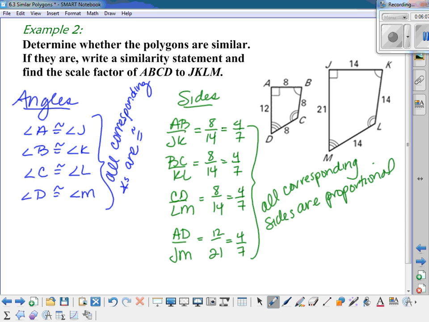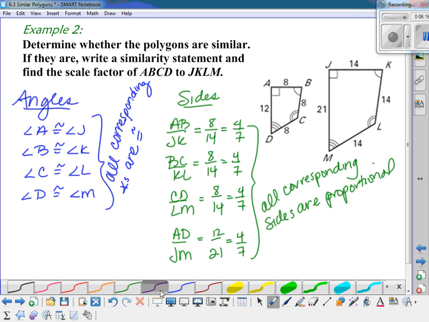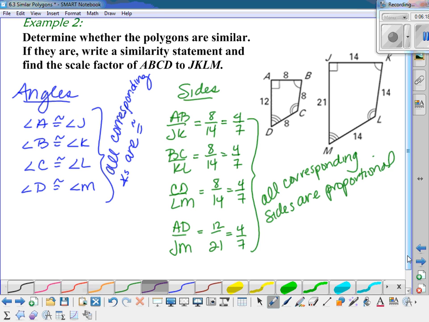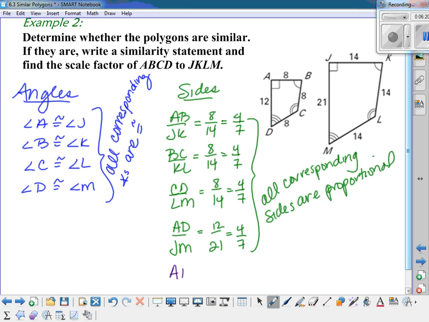Because I have all my corresponding angles congruent and all my corresponding sides proportional, I can now say that I have two similar figures, that ABCD is similar to JKLM, and the scale factor is 4/7.